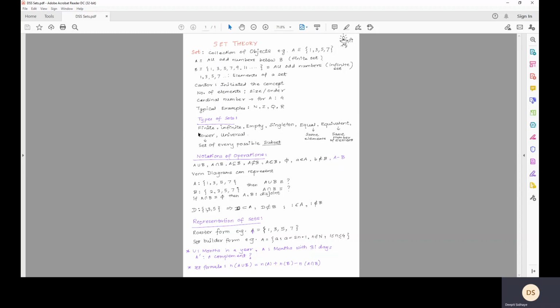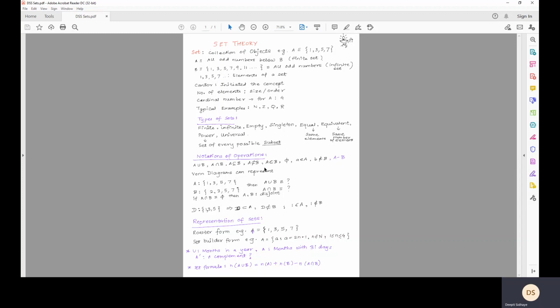Now a power set is a set of every possible subset. So what is a subset? We will be talking about it in a minute or so. Now there's also the universal set, which consists of all the possible sets together.